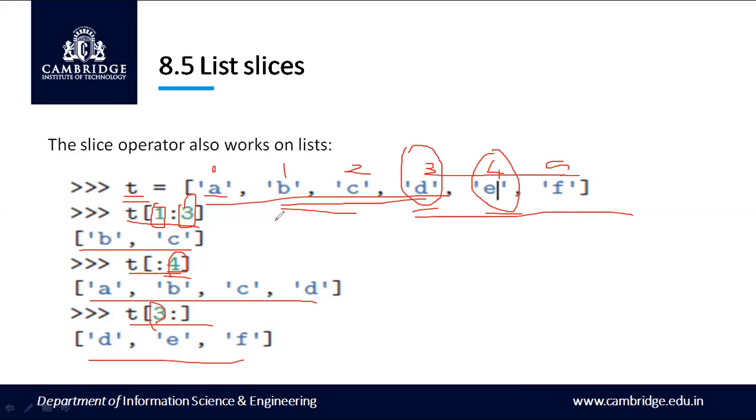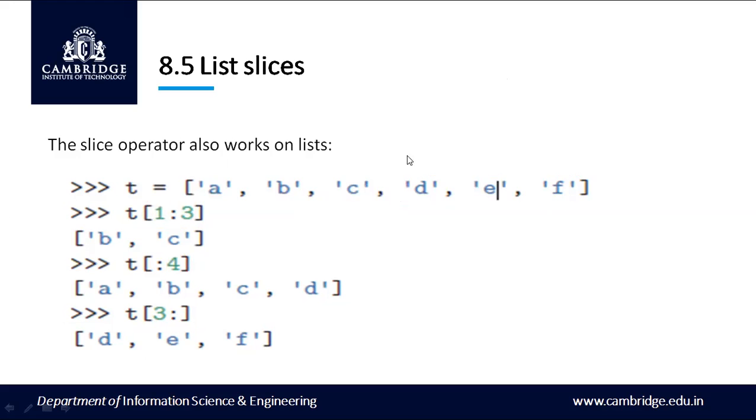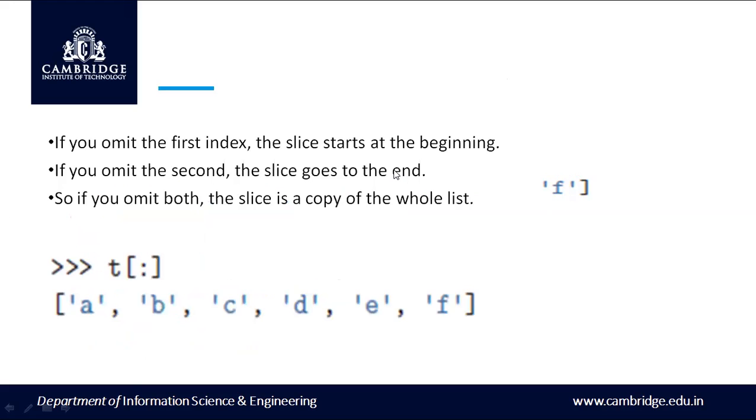So this is the concept of slices in lists. If you omit the first index, the slice starts at the beginning. If you omit the second, the slice goes to the end. If you omit both, the slice is a copy of the whole list. So this also we have studied in the previous chapter. That is, if you omit both the indexes, you can see here the whole list being printed.